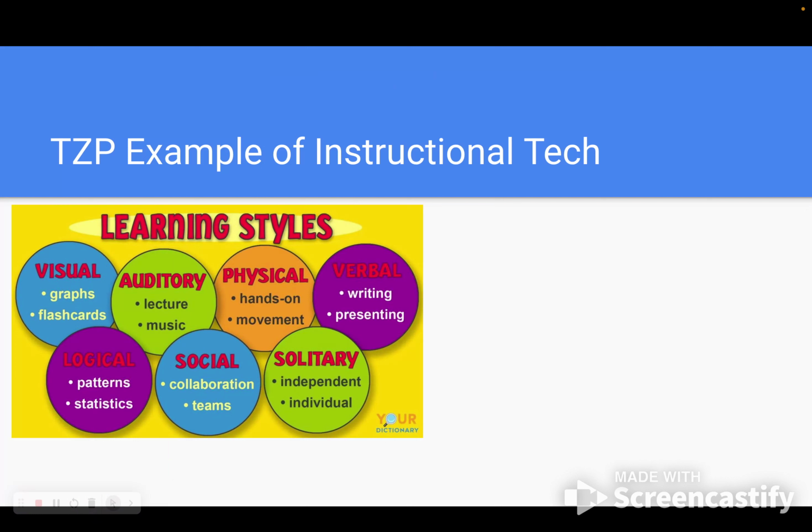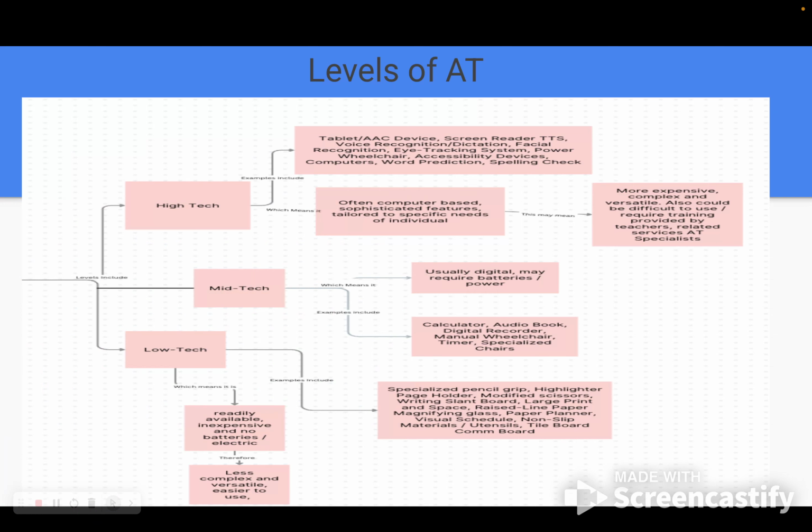In TZP, the teachers didn't really do a great job of accounting for student learning styles. Ishaan proved to be a physical or tactile learner, benefiting from hands-on activities and movement. He seemed to be a solitary, independent student, but definitely benefited from social collaboration and working with a peer. Visuals also greatly benefited Ishaan. Here's levels of AT.